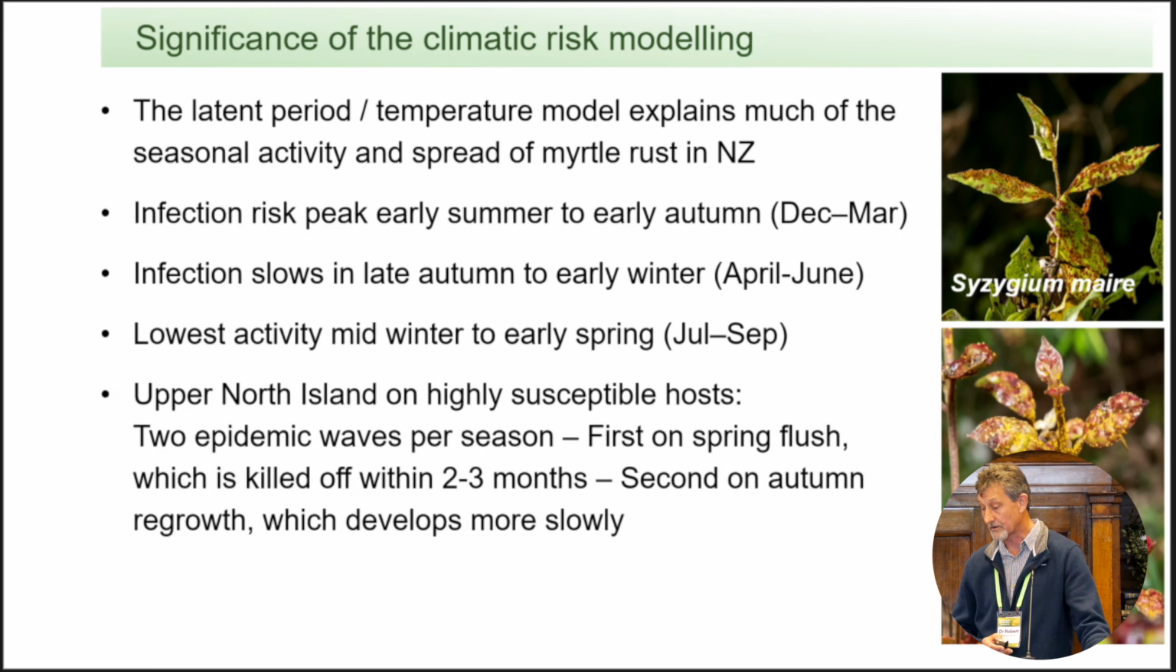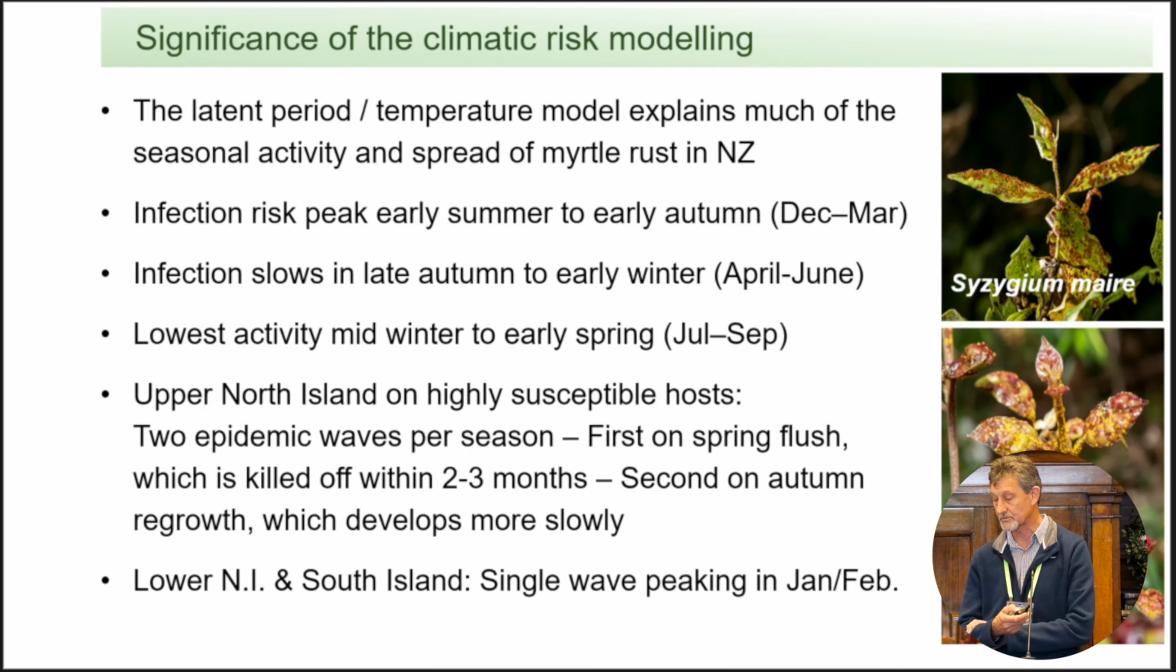But in the upper North Island on highly susceptible hosts, we're finding 2 epidemic waves per season. The first one is on the spring flush of growth, which is killed off within 2 or 3 months. And myrtle rust in January, for example, in Auckland, you often don't see it. It's just not there until some new flush occurs in the autumn, and then that becomes infected. And that contrasts with the lower risk areas in the lower North Island and South Island, where you tend to get a single wave of infection, which develops a bit more slowly and peaks in January, February.